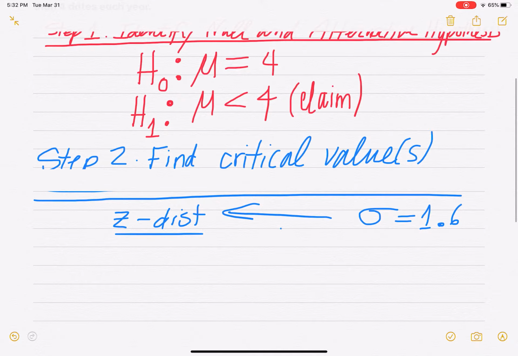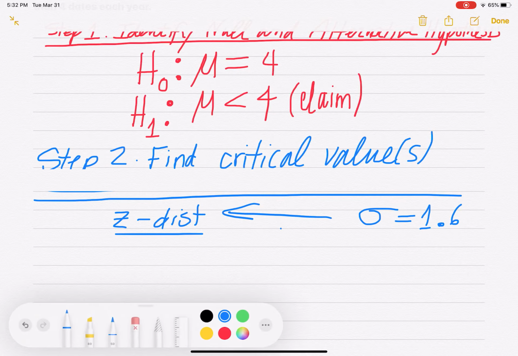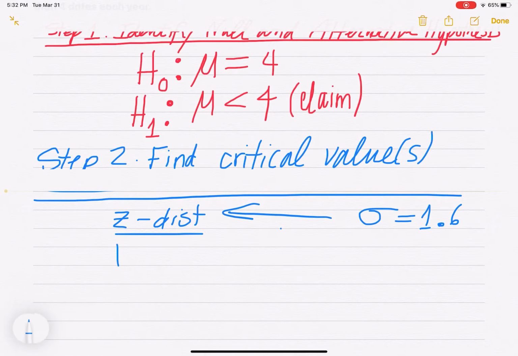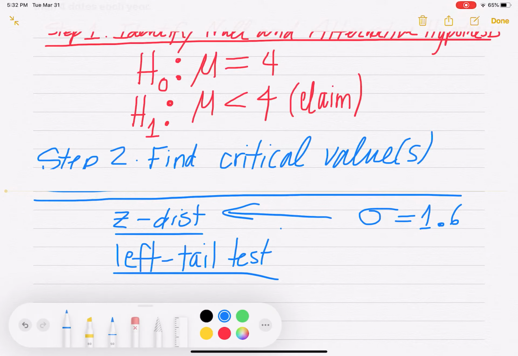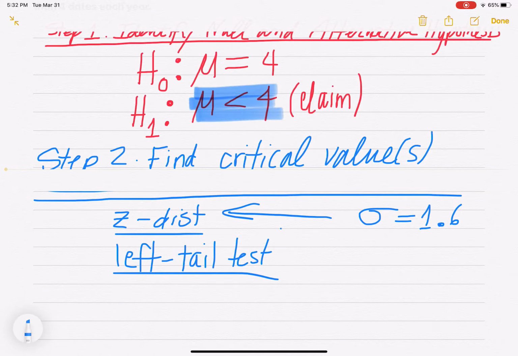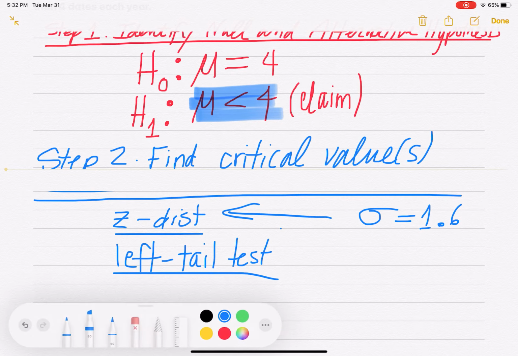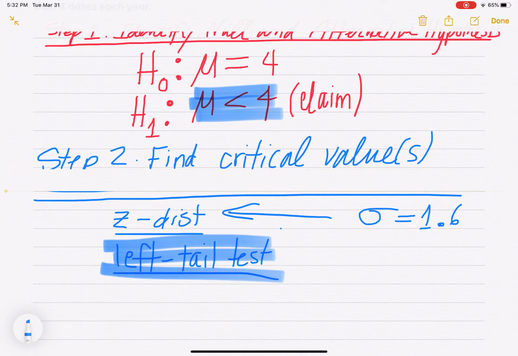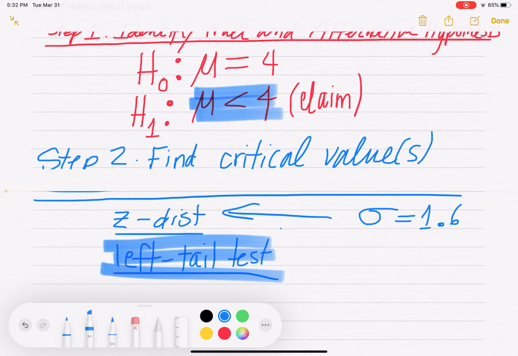How many tails? Left tail, right tail, or 2 tails? It looks like we're going to do a left tail. Why a left tail test? Well, if you look at the alternative hypothesis, it involves less than. So when the alternative hypothesis involves less than, you're going to use a left tail test. Okay, so we actually need to find the critical values. Actually, it's just going to be one critical value in the left tail, right?